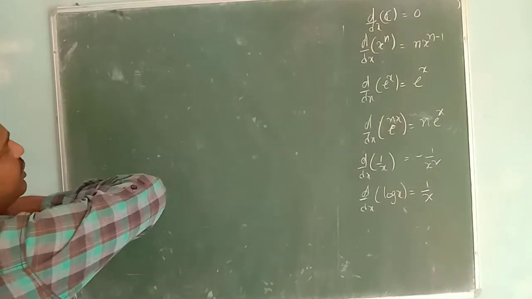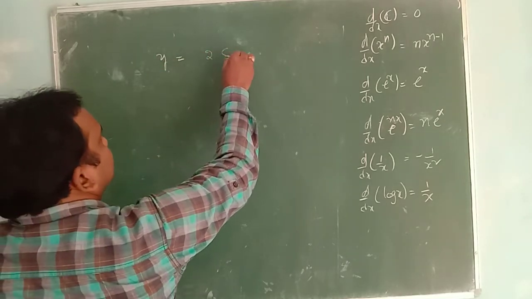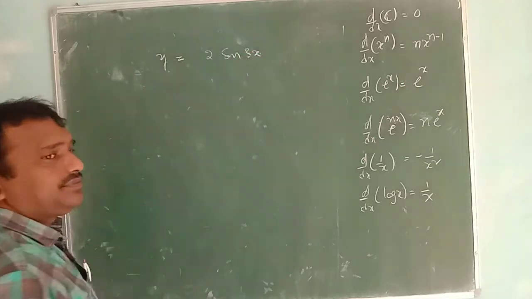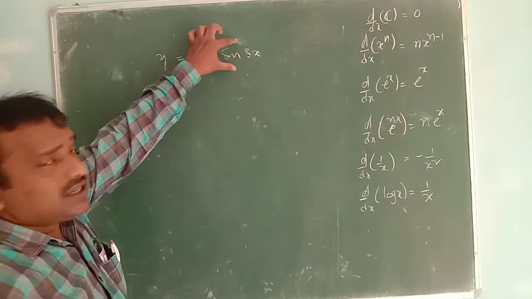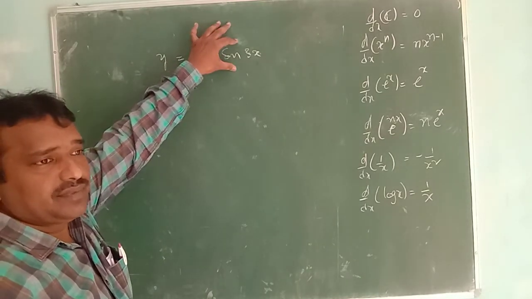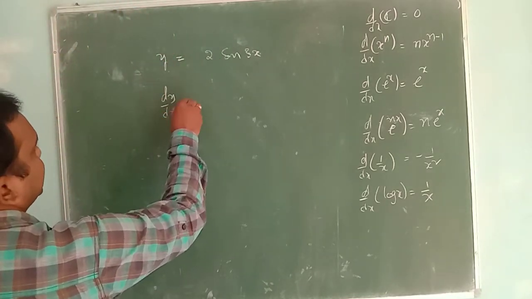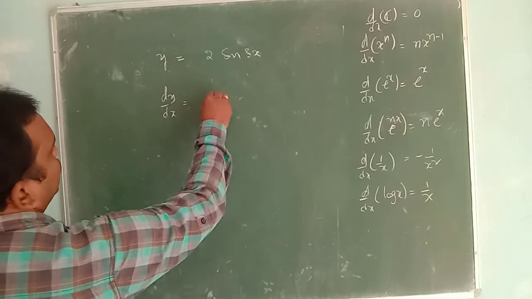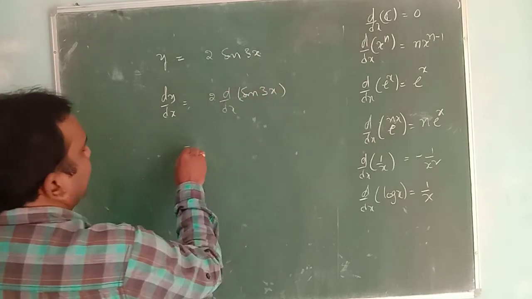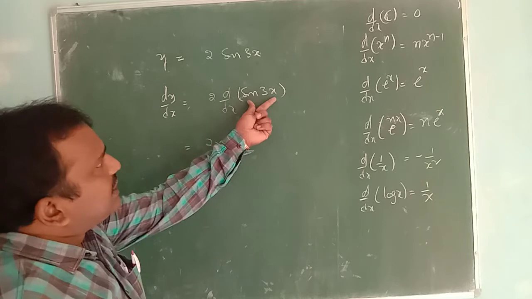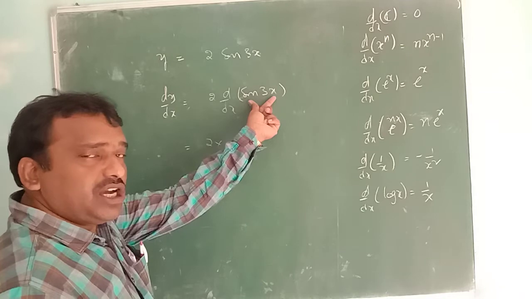Suppose you are given y is equals to 2 sin 3x. That means y is a function of x in the trigonometric ratio. Then how to find out the derivative of this one? That means dy by dx. dy by dx is equals to 2 into d by dx of sin 3x. That is equals to 2 into, first of all, sin differentiation is cos. That means sin x differentiation is cos x.